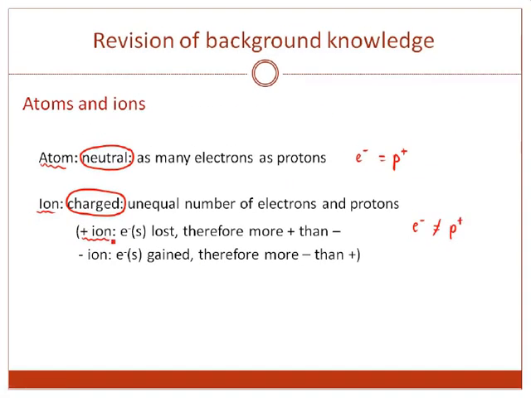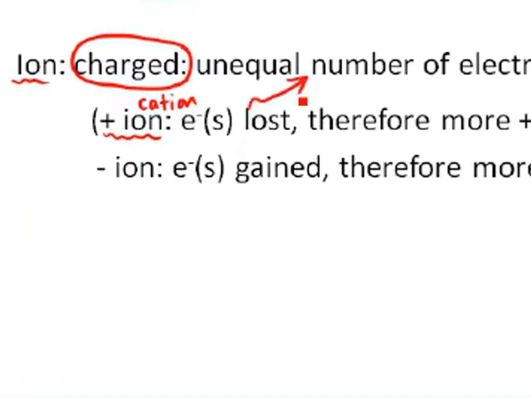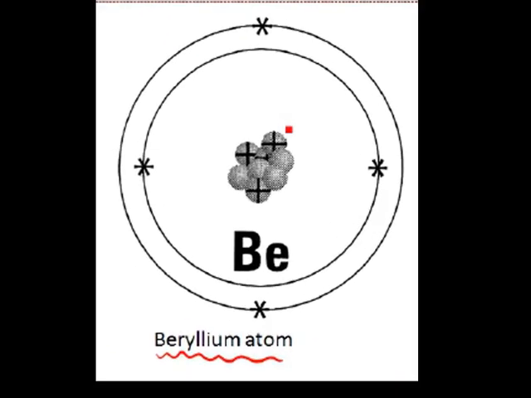A positive ion, also called a cation, has lost electrons. A negative ion, called an anion, has gained electrons. An example of the formation of a positive ion, a cation. Beryllium is a neutral atom. It has just as many protons, which is 4 in its nucleus, as it has electrons spinning around it, and so it is neutral.